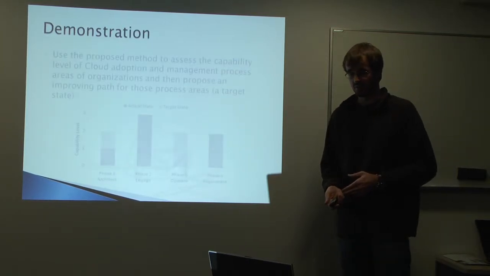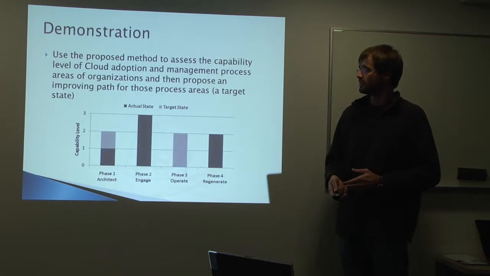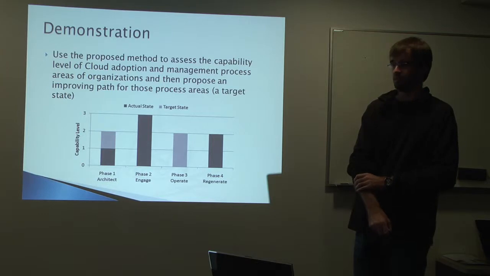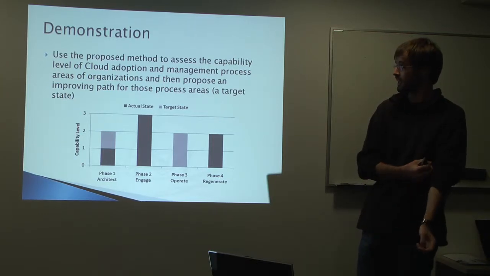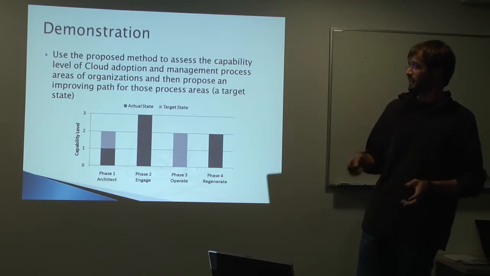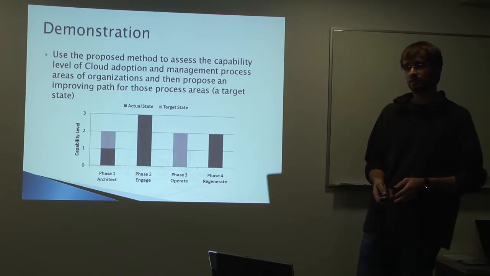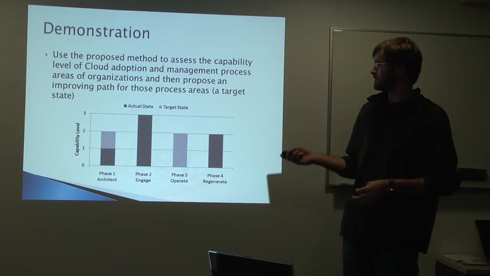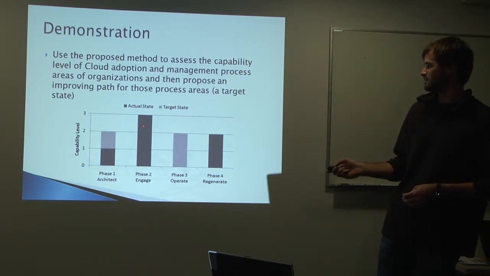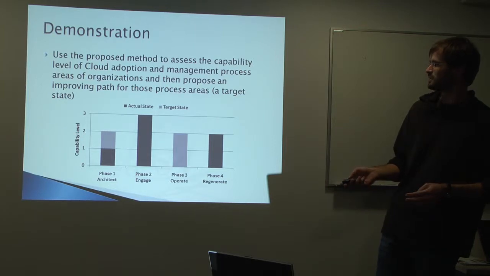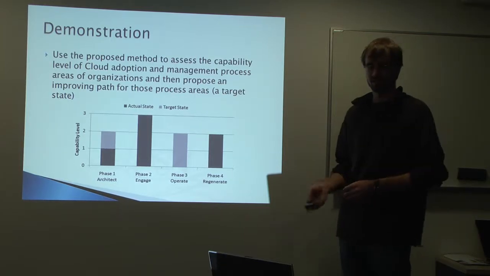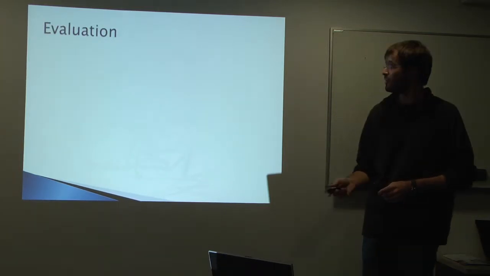In terms of demonstration, we will demonstrate the proposal in a public organism, the municipality of Cascais, and we will do an assessment of the state of the organization, and then propose an evolutionary path to achieve a target state. In this case, we have in darker the actual state, and in gray the proposed target state. So this is just an example of what you can do.